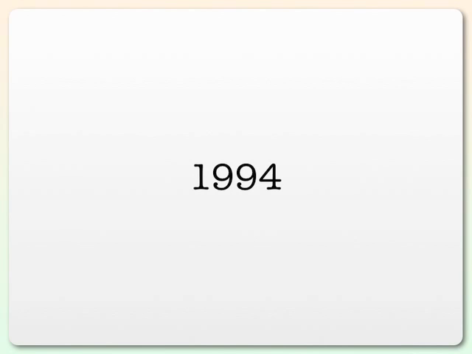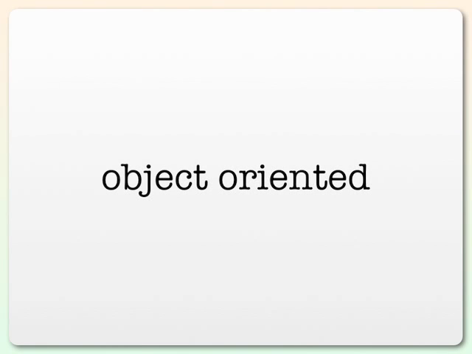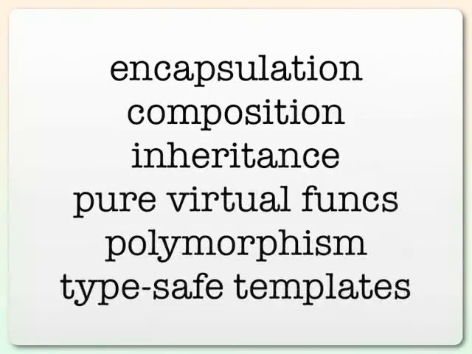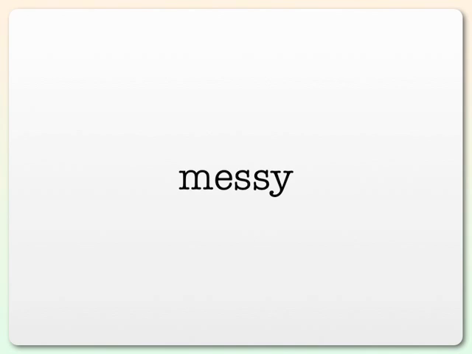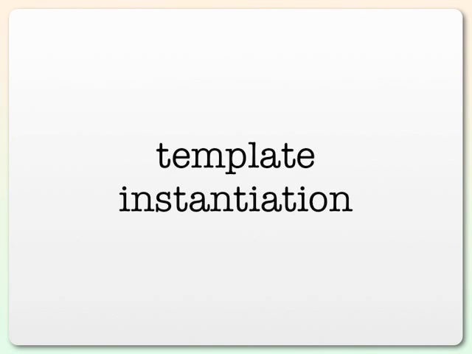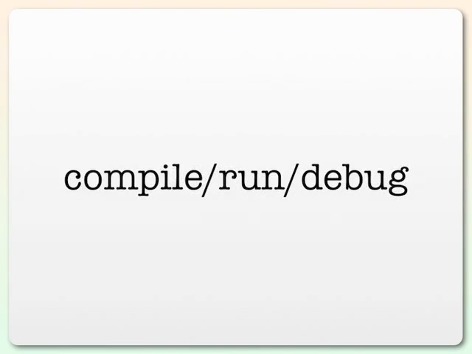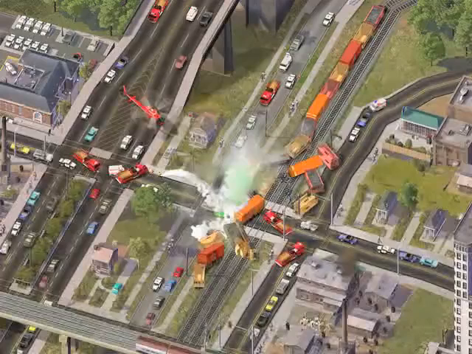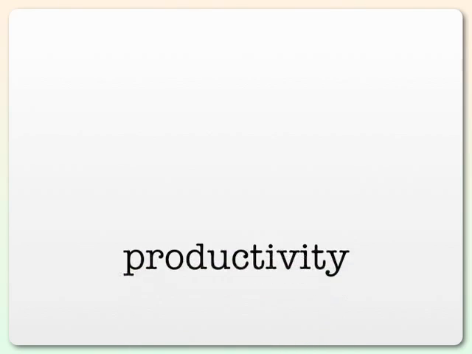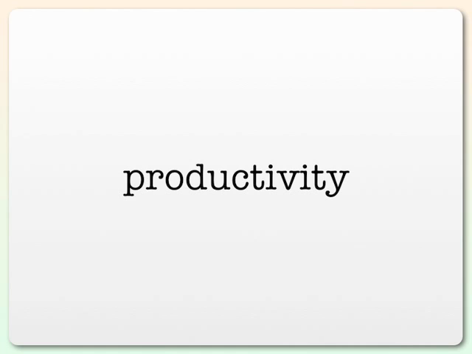In 1994, my game writing career never did take off, and I needed to pay the rent, so I learned the C++ programming language, and found that object-oriented programming gave me enormous benefits and boosts in productivity. C++'s features were also quite handy. Unfortunately, C++ was compatible with C, and that made it very messy indeed. Template instantiation also took a very long time, and so the compile, run, debug cycle came to a screeching halt. Despite that, my productivity was improved over C.